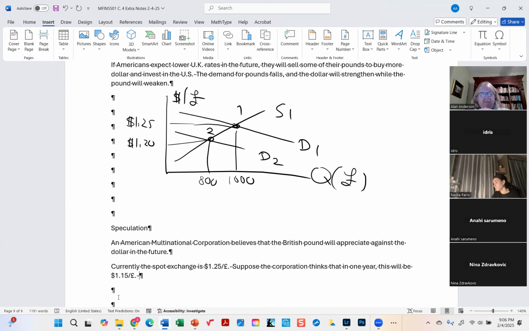Okay, so let us say that a corporation uses $100,000 to buy British pounds at the spot exchange rate of $1.25 per pound.